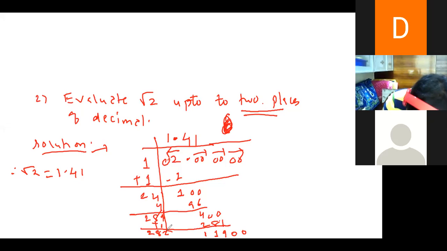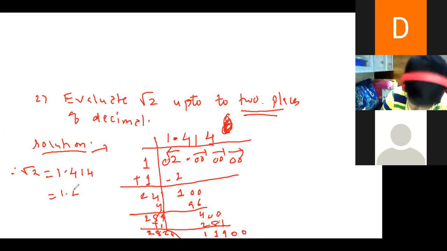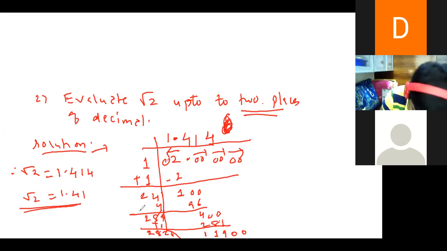It will go by 4. So 4. Therefore it is correct decimal. Don't break the rule. Find till 3 digit. Because it is less than 5, discard, write 1.4.